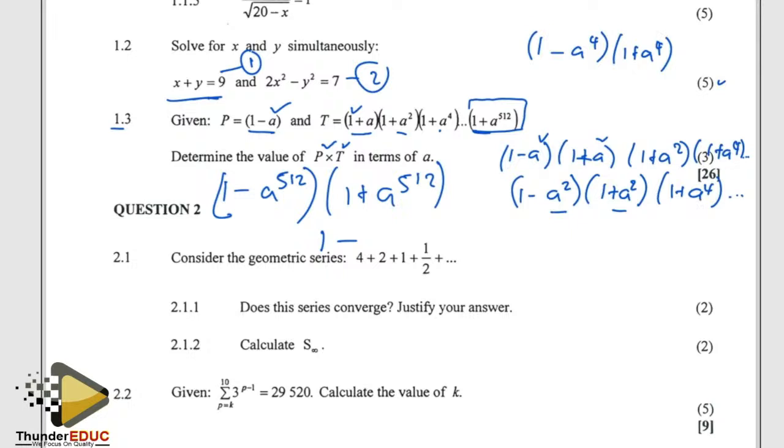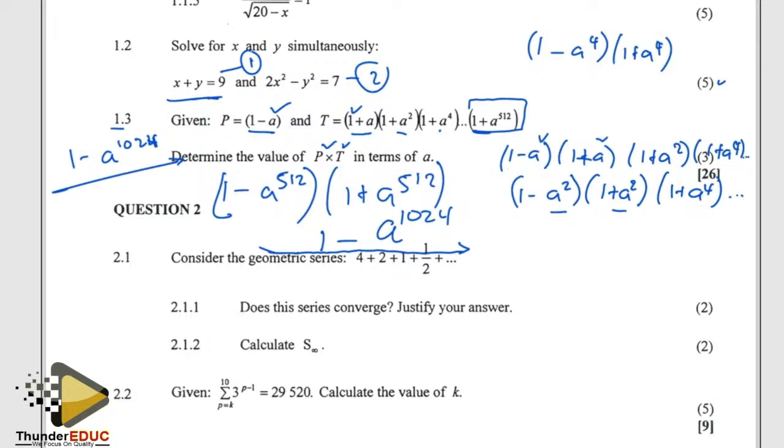Since I'm going to multiply numbers with the same bases, I'll add up the exponents. So we know that 5, 1, 2 times 2 gives me 10.4. So this would be my answer for that particular part. So it's 1 minus A to the power 10.4. That's the answer for 1.3.